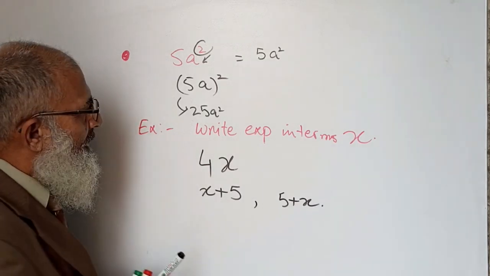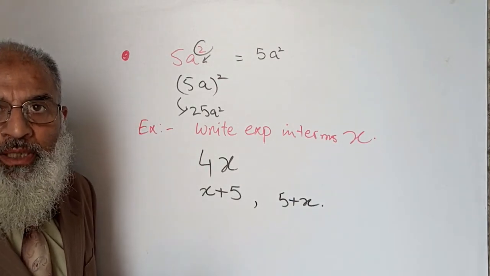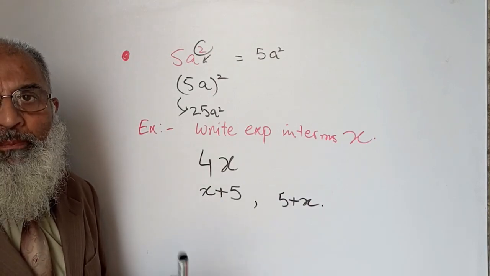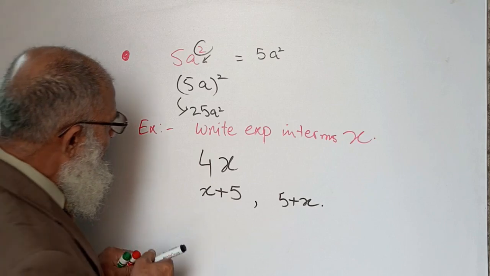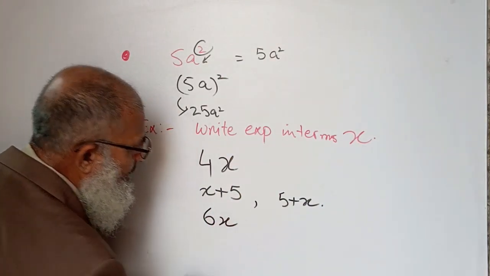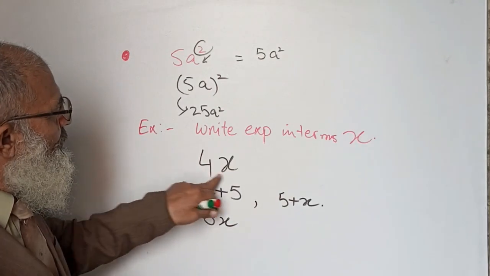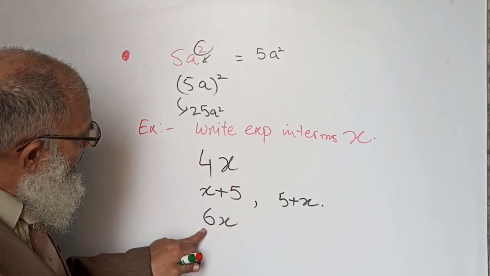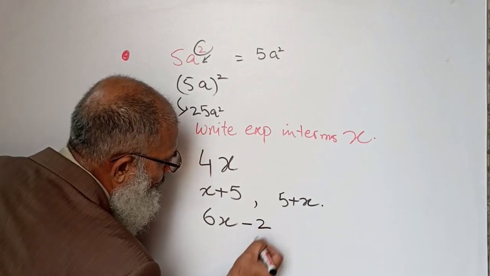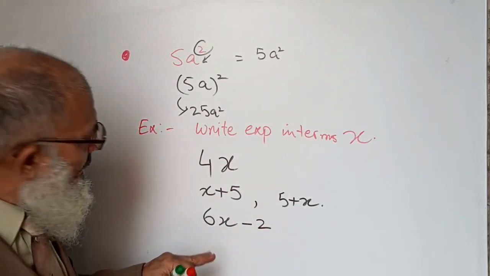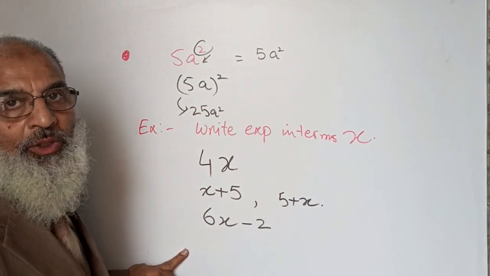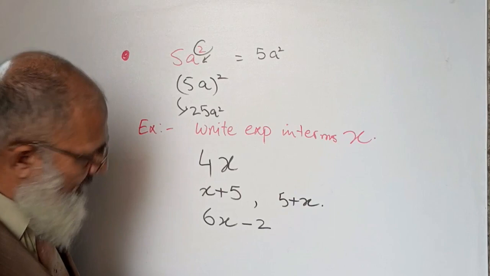Now it says 6 times the number minus 2. Listen carefully. 6 times the number is written just like we wrote 4 times the number. 6 times the number, minus 2. Okay, 6 times the number minus 2. This is the whole expression which was asked.